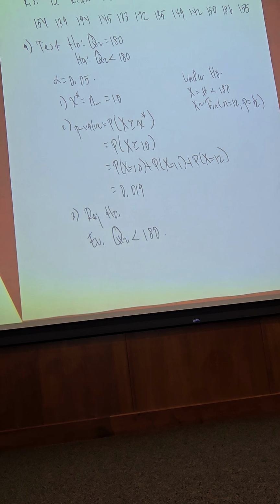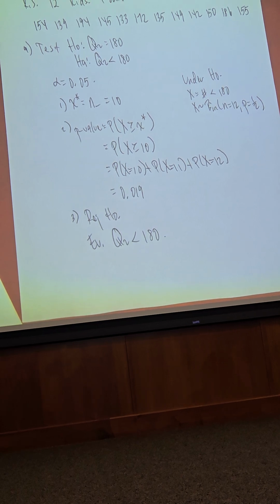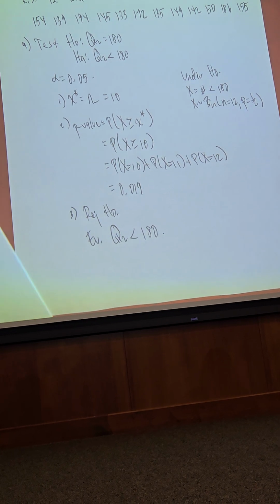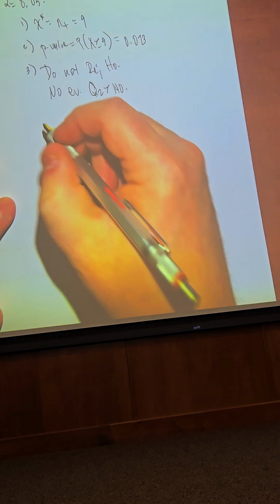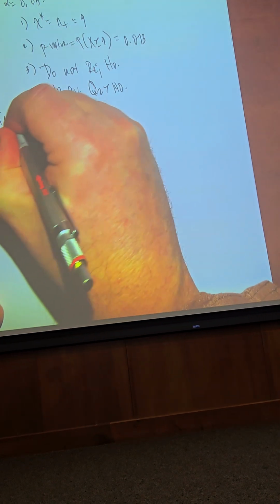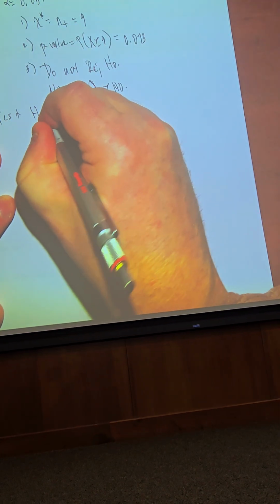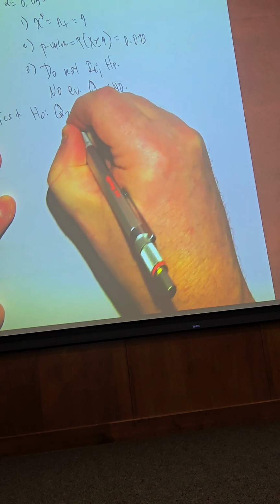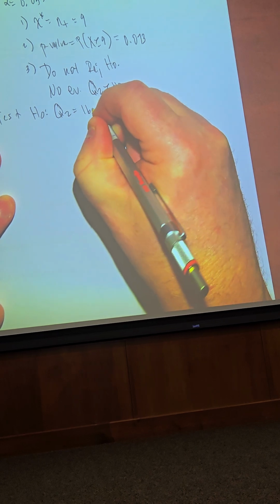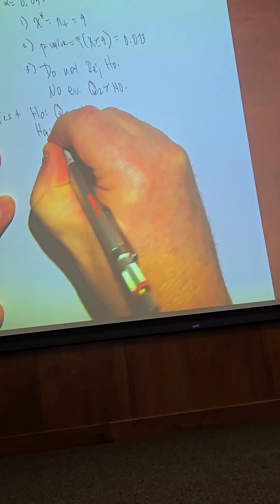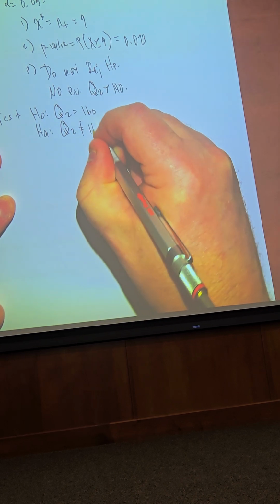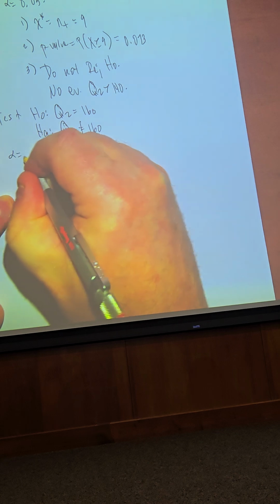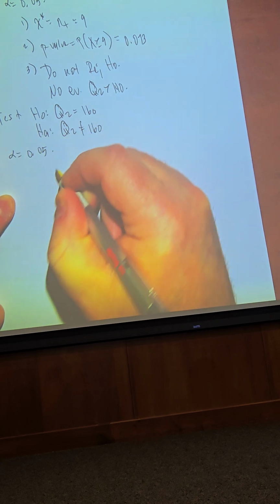Okay, you guys try the two-sided test. Let's do the following one. Let's test the null hypothesis that the population median is 160 versus the alternative, the population median is not 160. Alpha is 0.05. Try that.